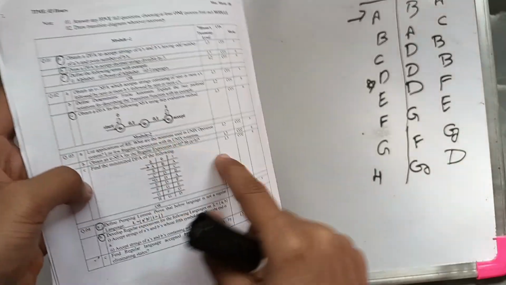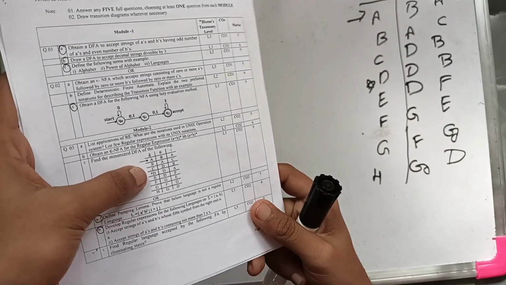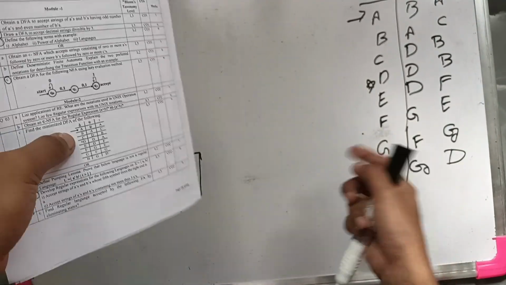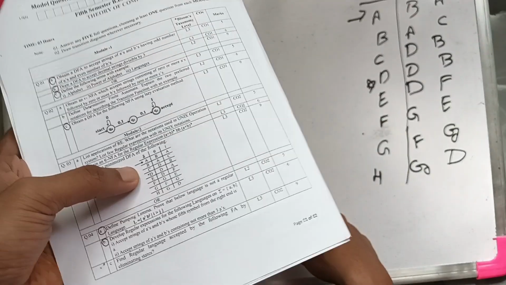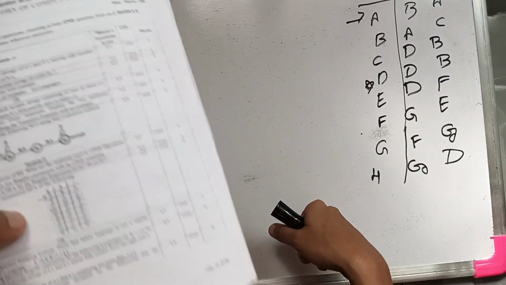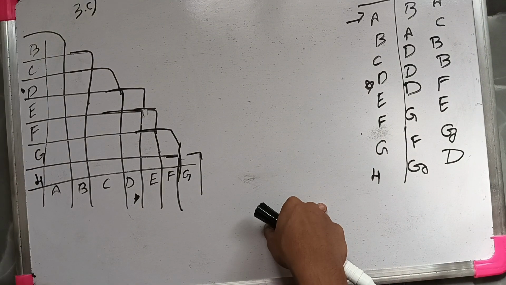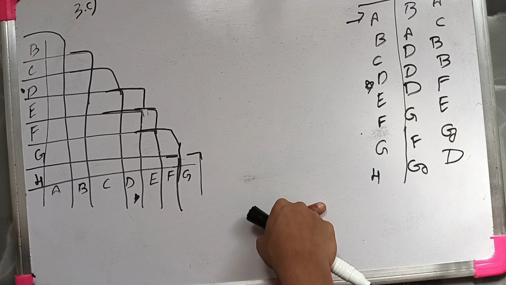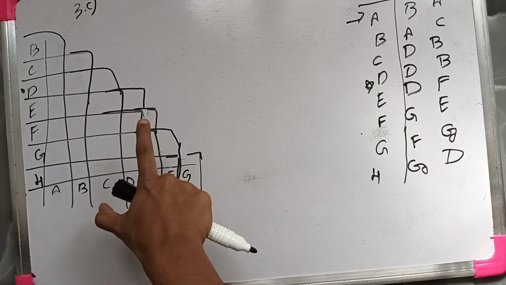Next one is 3C, that is construct to minimize a DFA. So this is the given question and it consists of a step by step process to solve. Let's solve this. Okay, so we need to write the marking table. This is the table which looks like this.